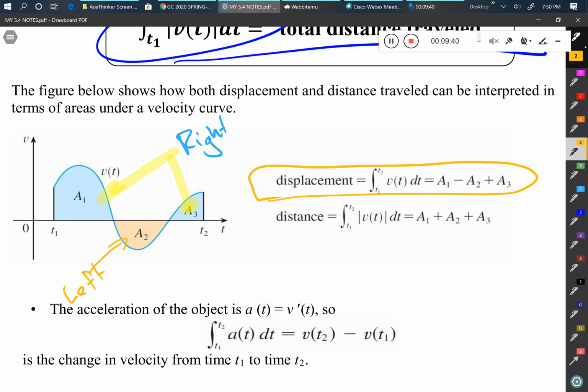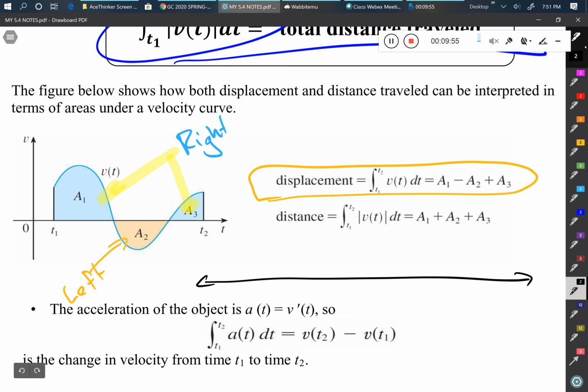My distance traveled would be, well, what's the distance to the right? We moved in area 1. What's the distance to the left? We moved in area 2. And what's the distance to the right? They moved in area 3. Right? If you think back, we've done this already. We didn't use integration for it, but we've done this already.